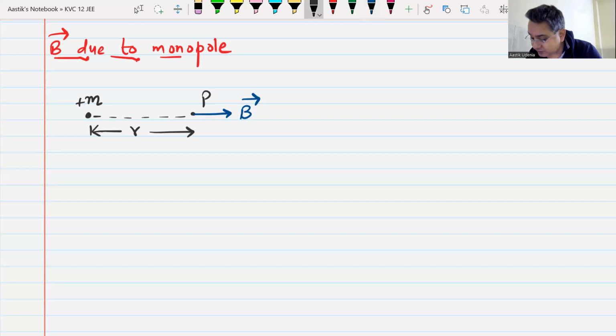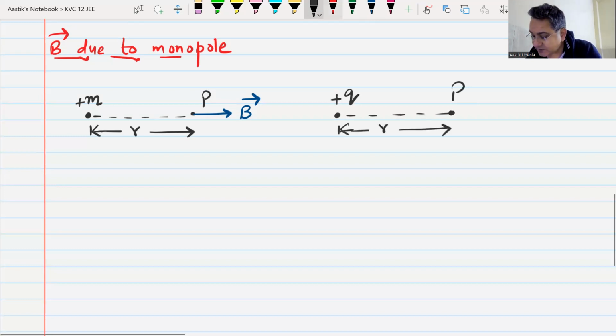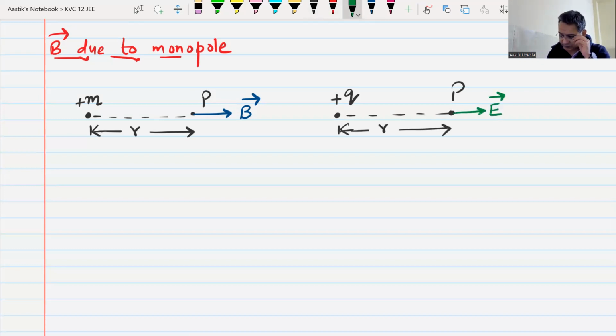So let me draw it here so that you understand that we are probably doing the same thing but in a different way. The only difference is I don't have a monopole existing. This charge creates an electric field. Does anyone remember the formula of this electric field? KQ by R square.